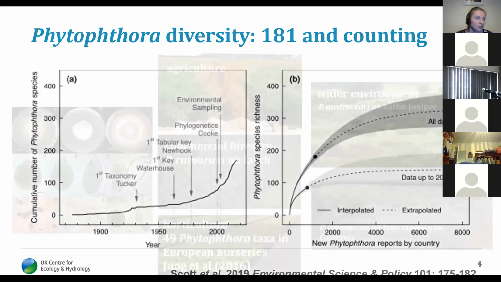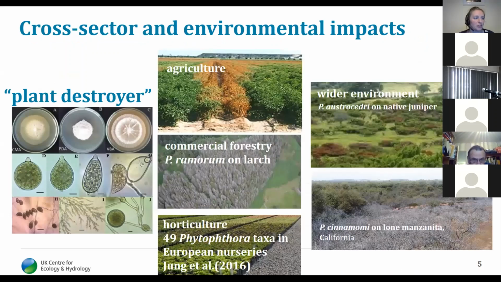So these are a few of the plant destroyers from around the globe. Phytophthora have hosts in multiple sectors. Phytophthora infestans is responsible for potato late blight and the Irish potato famine, and it's a disease that keeps re-emerging around the world. And the picture in the centre is Phytophthora ramorum on Japanese larch in the UK.